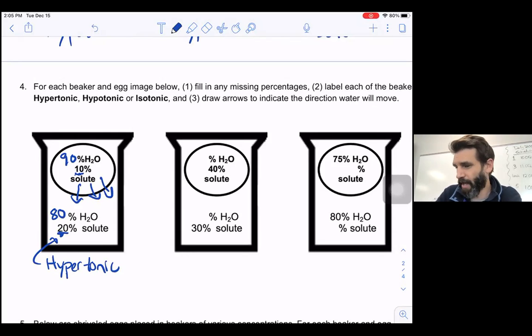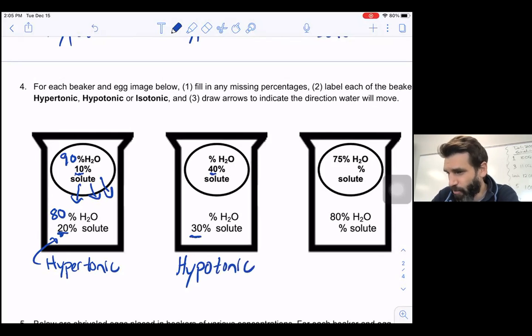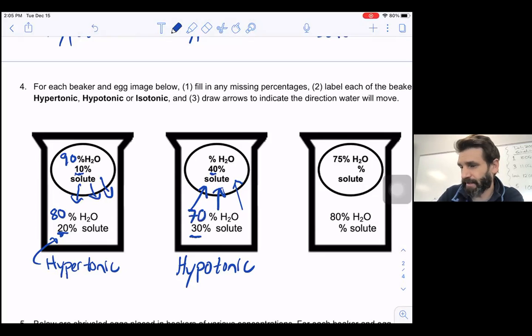Let's do this one with 30% solute outside, 40% inside. So this is lower outside, so we call that hypotonic. And we would expect in a hypo water to flow into the egg. Now, does that make sense? Well, let's see. 30% solute, so must be 70% water. 40% solute inside the egg, so that must be 60% water. So once again, water flows from high to low, from 70 to 60.